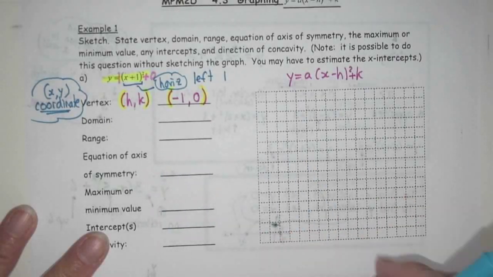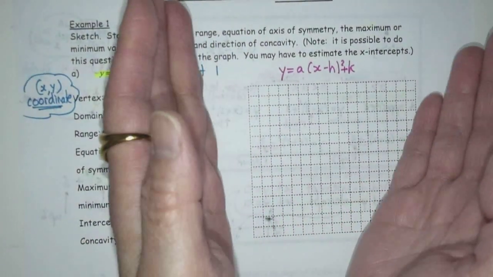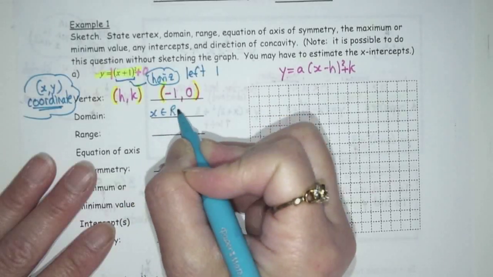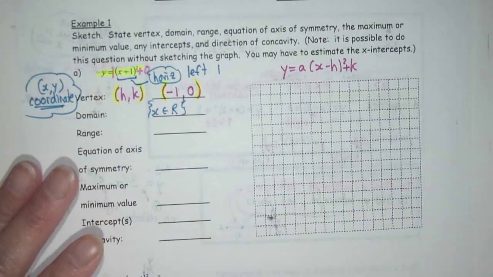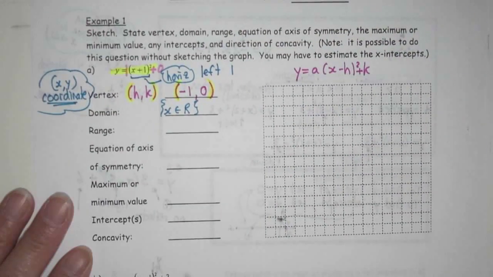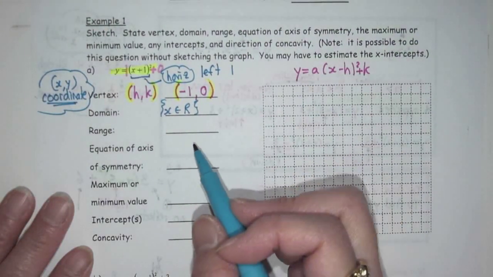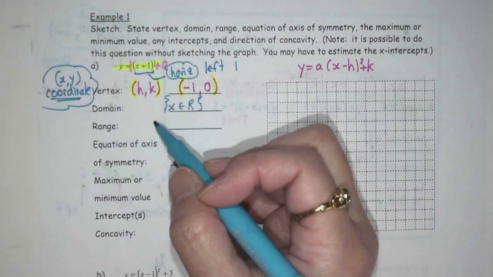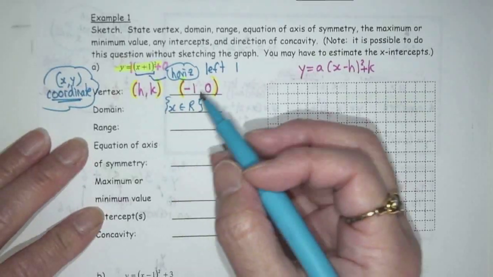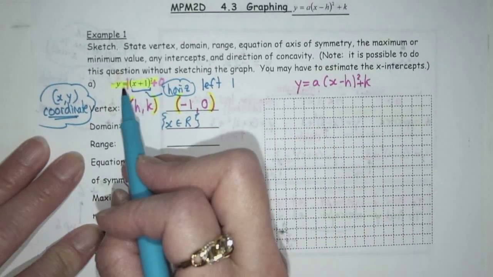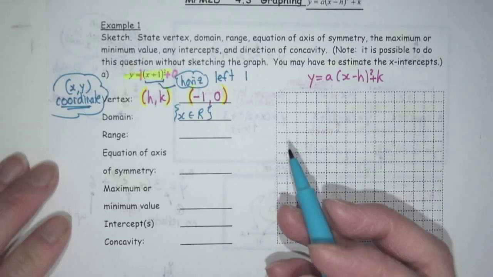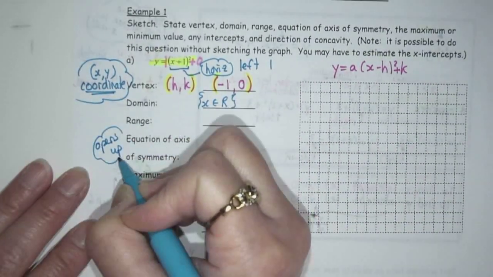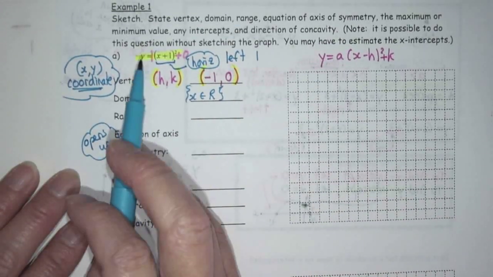The domain: we know every parabola keeps getting wider and wider forever and ever. So my domain is going to be x is an element of real. No matter what, x will keep getting wider and wider. The range: we look at whether it opens up or down. For this one, look at the value in front. It's a positive 1, so I know it opens up. So in my brain, I'm thinking it opens up because it's a positive 1.